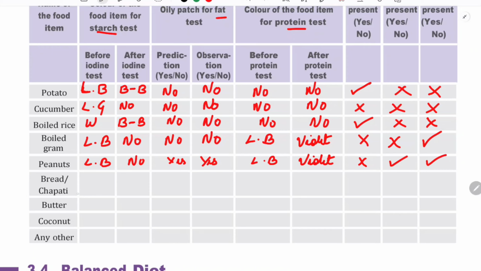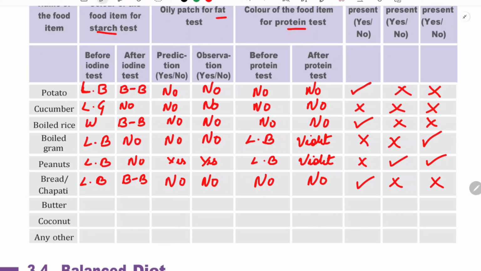So next, bread or chapati. Either bread or chapati, it is always a light brown color or white color also, isn't it? Depends on the bread. So here there is a presence of starch. This will turn blue black, so I'll just write BB here. And what about fats? There is no fats here, so we will write no. And what about protein? There is no protein, so we will write here also no. So here only this one will be correct, and the other fats and protein will be cross marked.